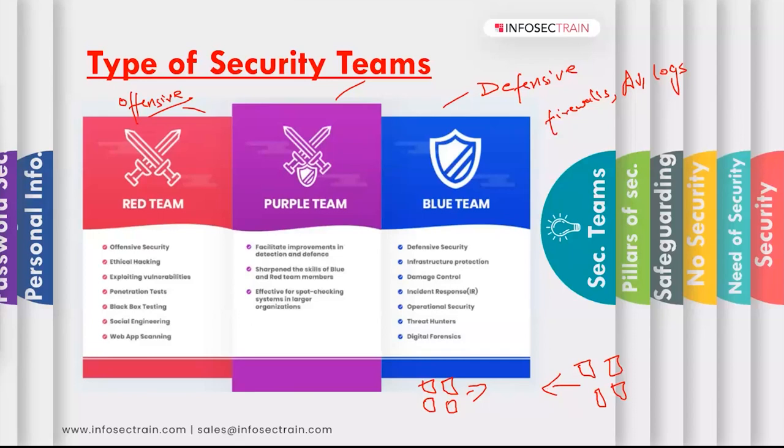So the exercise goes on like this: the red team will do the attack, the blue team will try to defend the attack. Now after that, when the exercise is done, the four blue teamers and four red teamers will come together and communicate everything with each other, what they have done. At that time, combinedly, they will be called purple team.